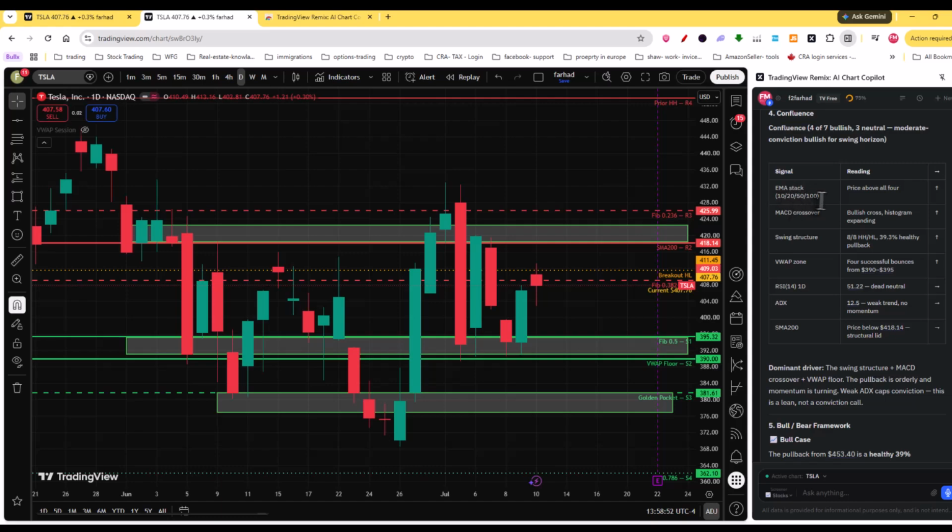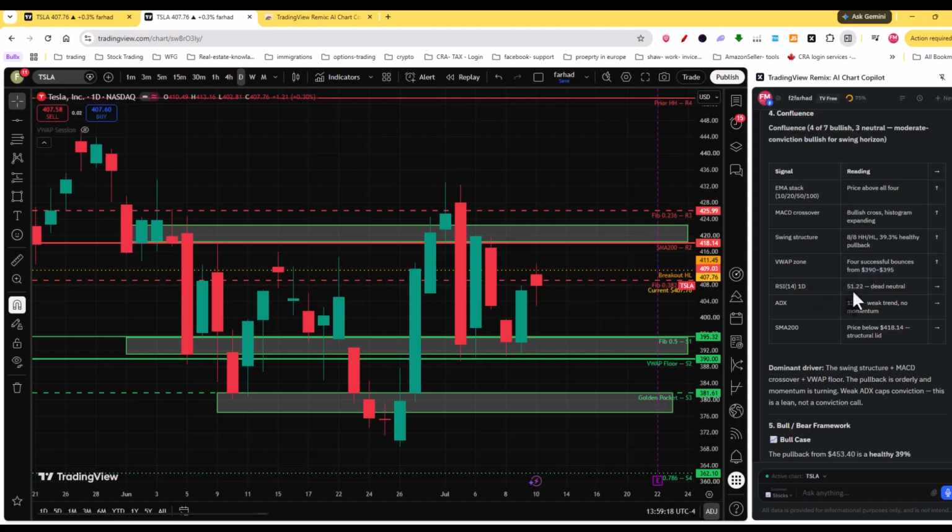EMA stack 10, 20, and so on. Price above all four. Good. MACD bullish. Good. Swing structure, 8 hours, 39% healthy pullback. Nice. VWAP up zone, 4 successful bounces, 390 to 394. That's actually going based on the daily. That's the exact area it previously told us.